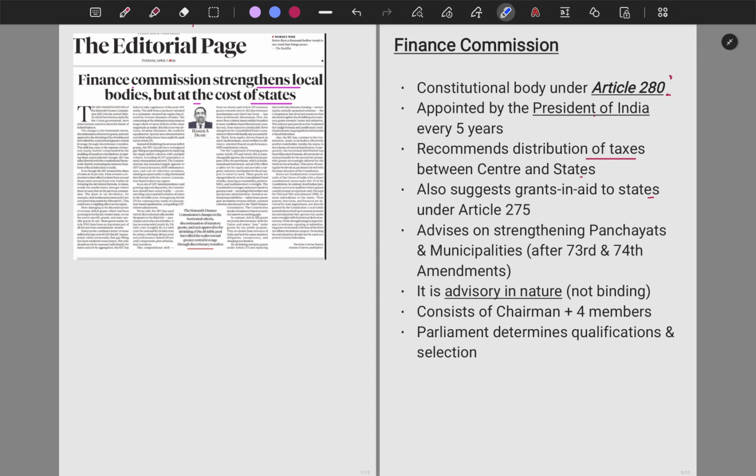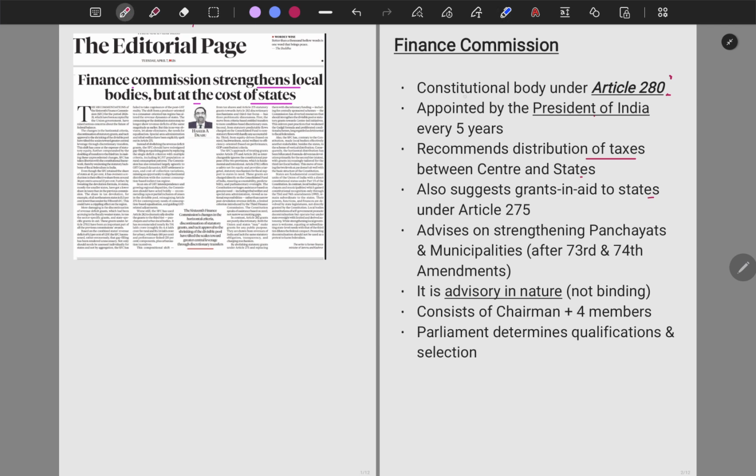So let us begin our discussion with the first article that has been taken from today's The Indian Express dated 7th of April 2026. The article mentions the Finance Commission. Various constitutional and non-constitutional bodies form the core static syllabus in your exams. So let's begin by discussing a few pointers regarding the Finance Commission itself.